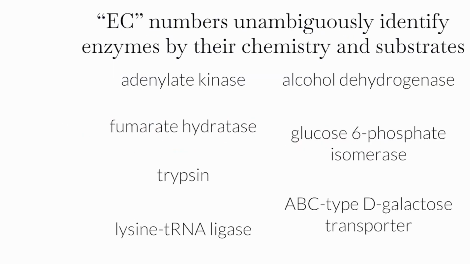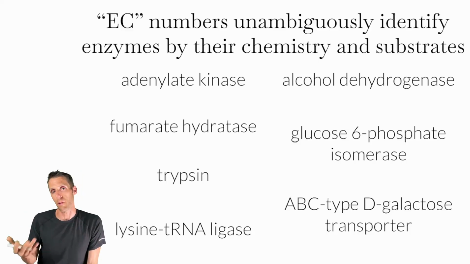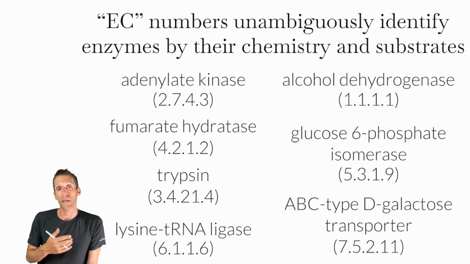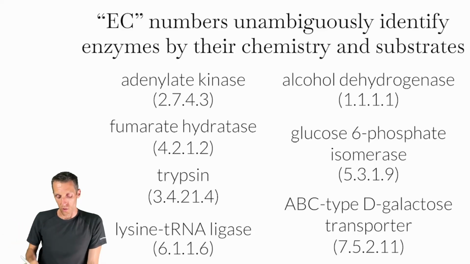Okay. The nice thing about EC numbers is they unambiguously identify enzymes by their chemistry and substrates, right? Remember we mentioned trypsin. Well, what the heck does trypsin do? We can actually look up and identify every enzyme with these numbers. So anytime you see an enzyme in Wikipedia or in a textbook, it'll be associated with a number like this, 3.4.21.4. If you look that up, that'll tell you, oh, this is an enzyme that cuts peptide bonds, for example.